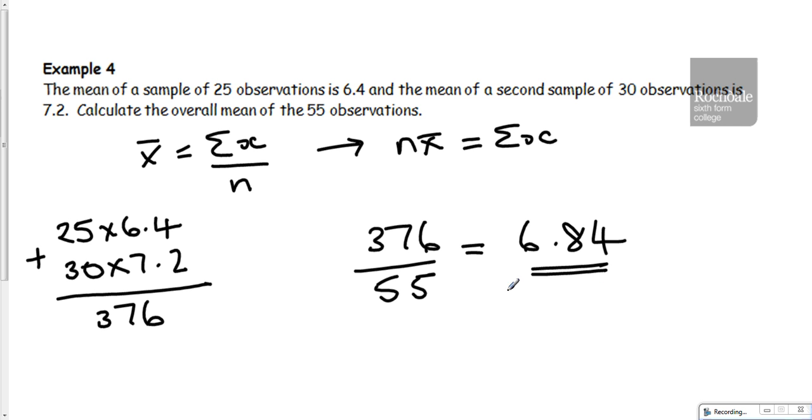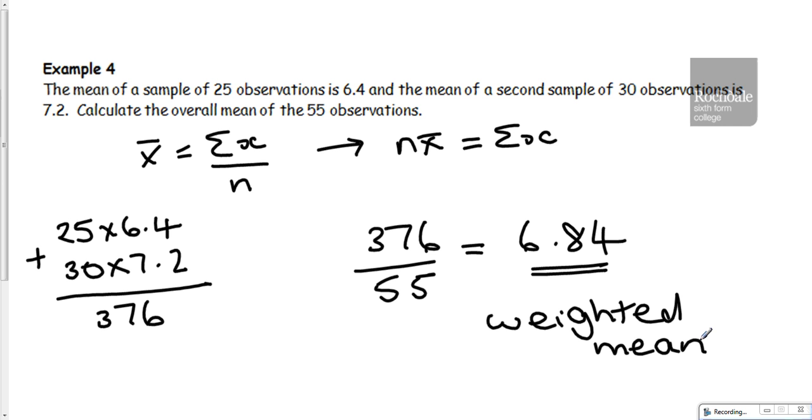That is called a weighted average, or a weighted mean. And that's important in cases where the samples are different sizes. If there'd been 30 in each sample, you could have just added the two means together and halved it because they were both of an equal weighting. But in this case, you can't do that.